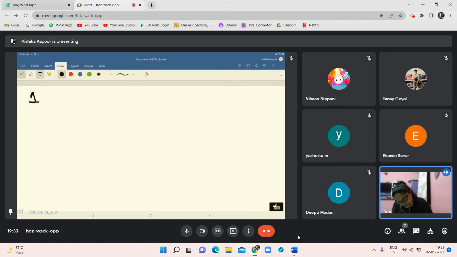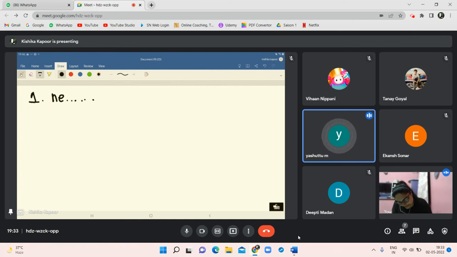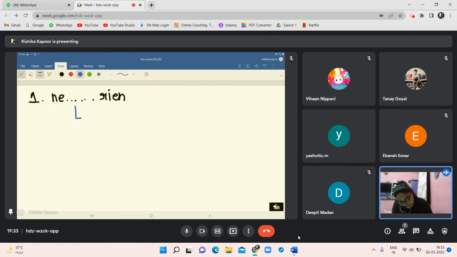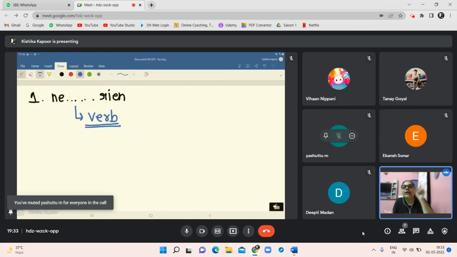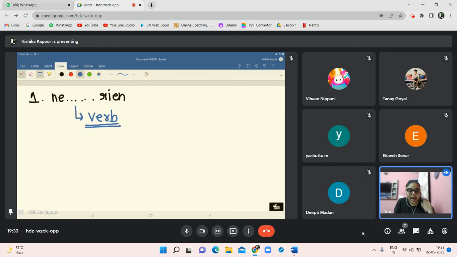The first negative expression we have is ne... rien. Wherever I put the dots, it means we are going to place the verb. Now you have to understand that whenever we learn a negative expression, like rien here, you also have to know that rien has an affirmative expression. Affirmative means a positive expression.